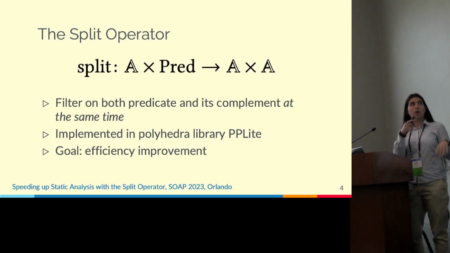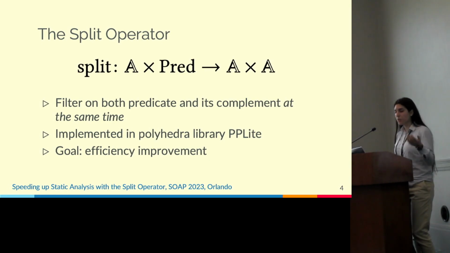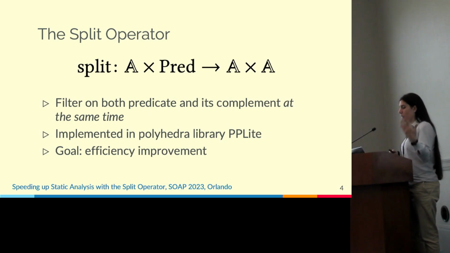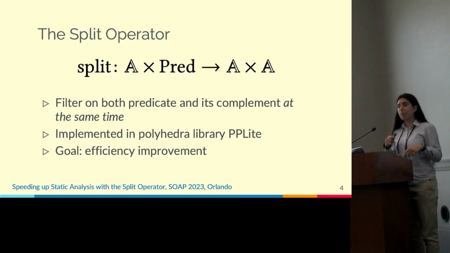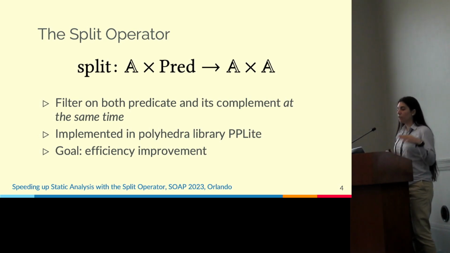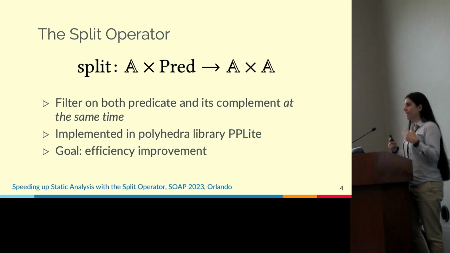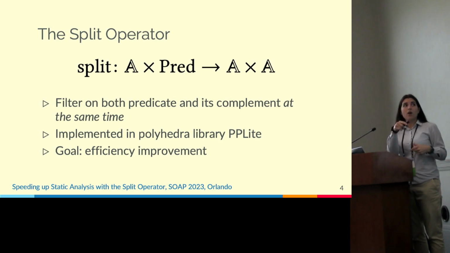So this is our new operator, the split operator. And basically, as you can see, it works on the same two elements as the filter operator. So it works on an abstract element and on a predicate. But this time, we are able to filter on both the predicate and its complement, its negation, at the same time. So it produces two abstract elements, the one which meets the condition and one that meets the negation of the condition.